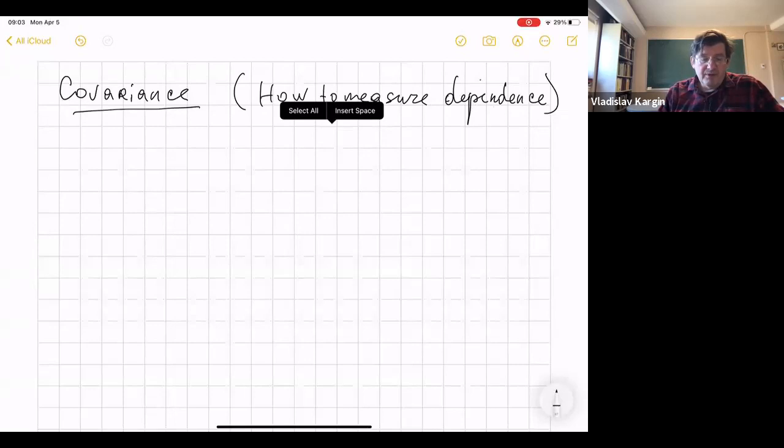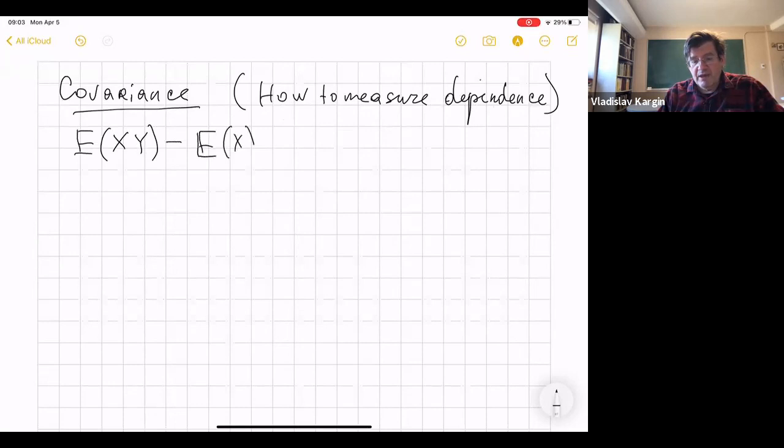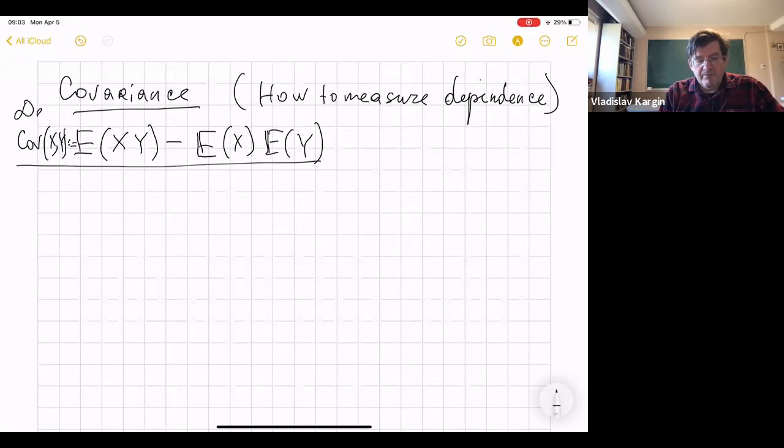It's based on the fact that if random variables are independent, then E of xy should be equal to the product of E of x and E of y. So we can look at the difference, E of xy minus E of x times E of y. And this is called the covariance of x and y. This is the definition of the covariance.